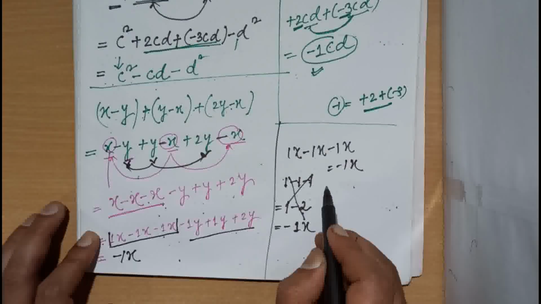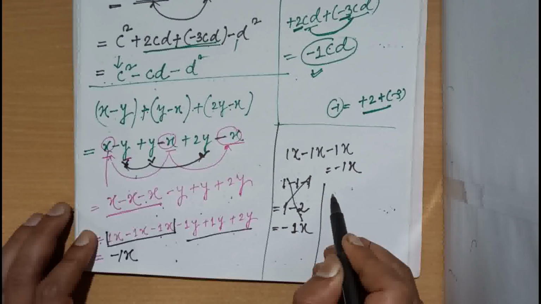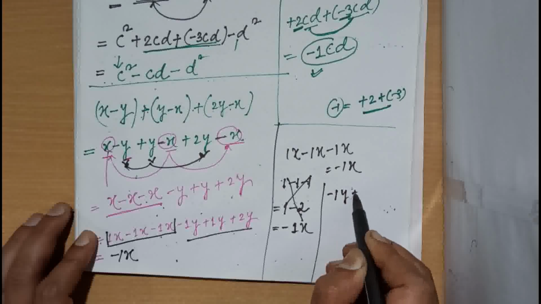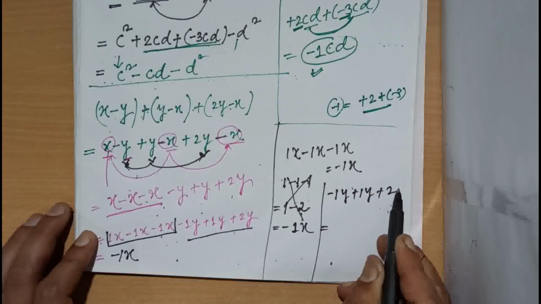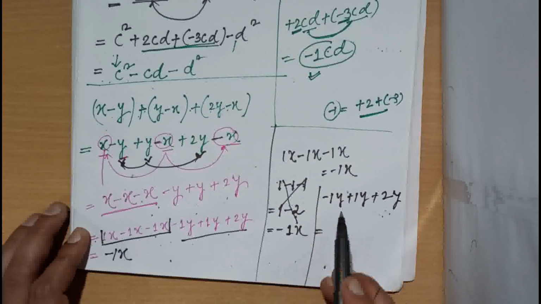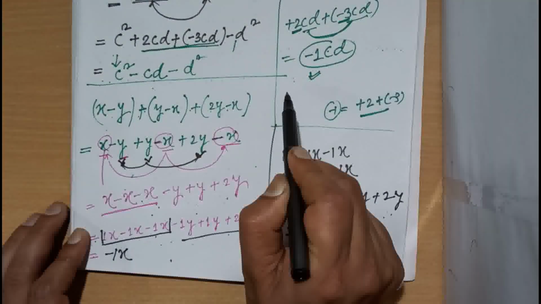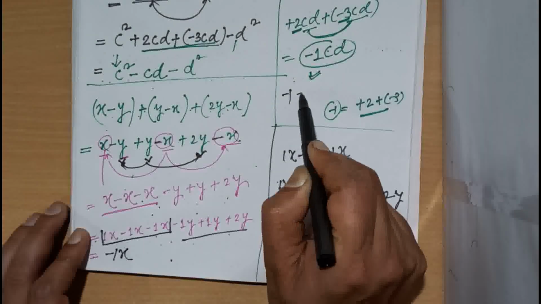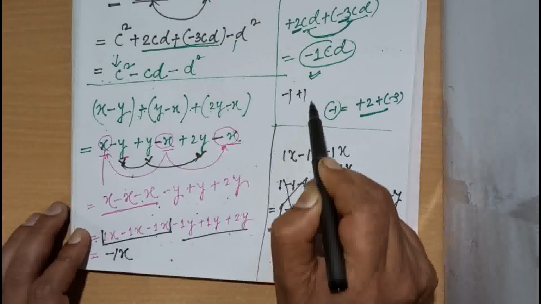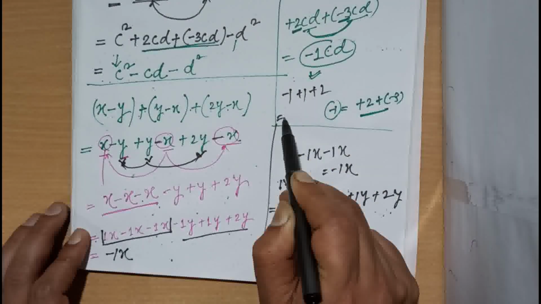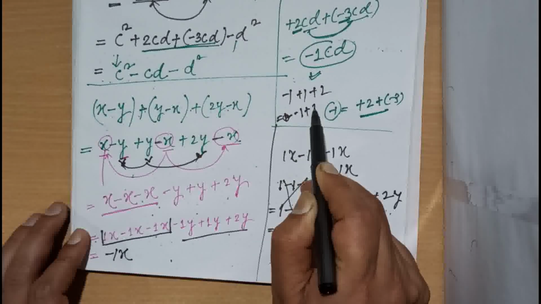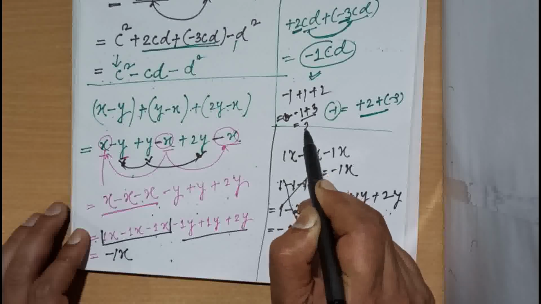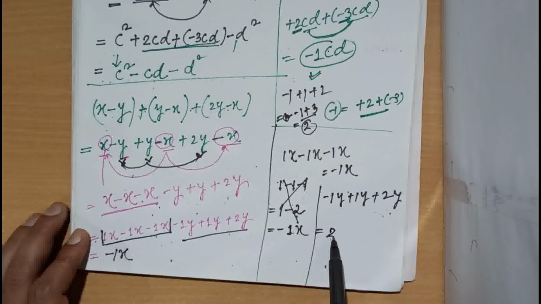Now these three will add again: minus 1y plus 1y plus 2y. This is also like terms, that means we need to add only the numbers. So let us add minus 1 plus 1 and plus 2, which will give you minus 1 plus 3, and this will ultimately give you 2. So the answer will be 2y.